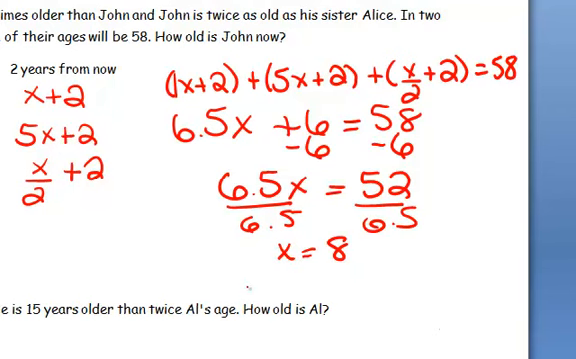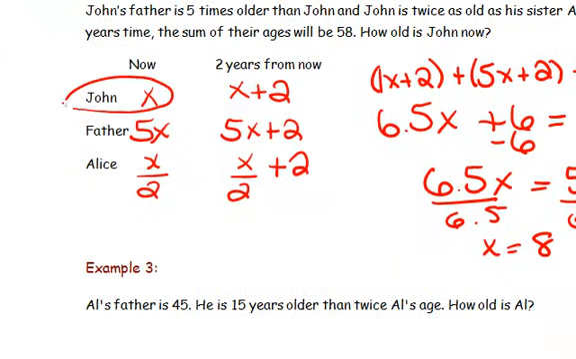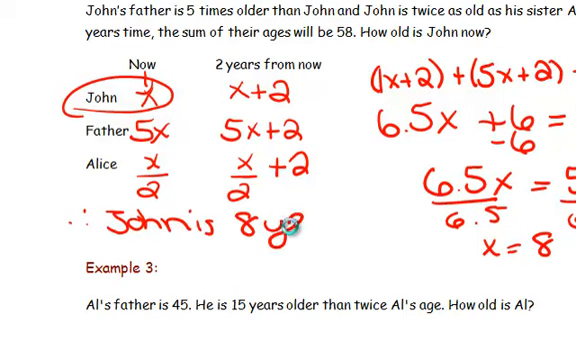Go back to the question, how old is John now? Well, John's age now is just x. Well, x was just 8. So therefore, John is 8 years old.